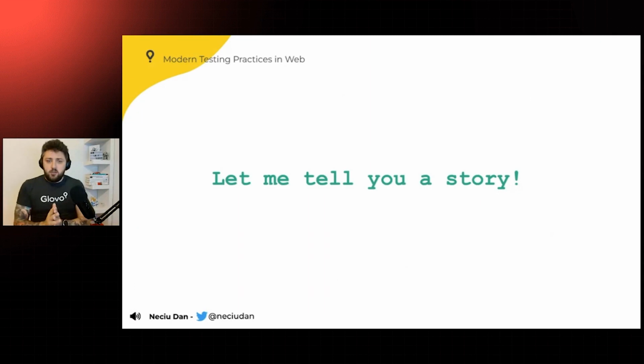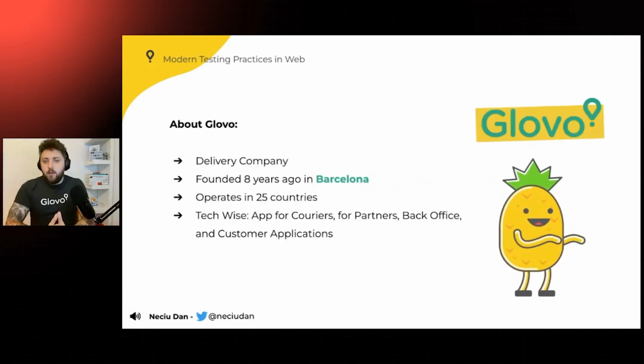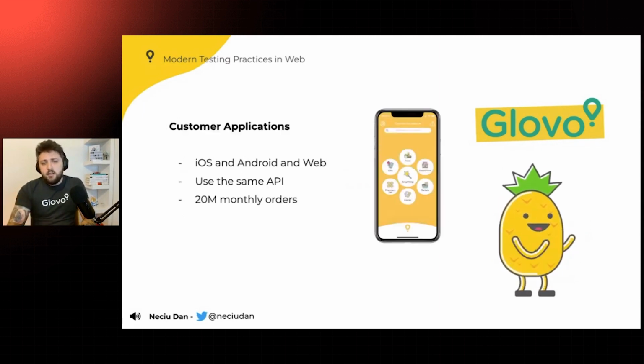So right now I am part of Glovo, which is a delivery company. It was founded 8 years ago in Barcelona, and it operates in 25 countries. Tech-wise, we have an app for couriers, for partners, back office, and customer application. Zooming in on the customer applications, we have an iOS, an Android app, and of course, a web application. All three of them use the same API, and they have in total around 20 million orders.